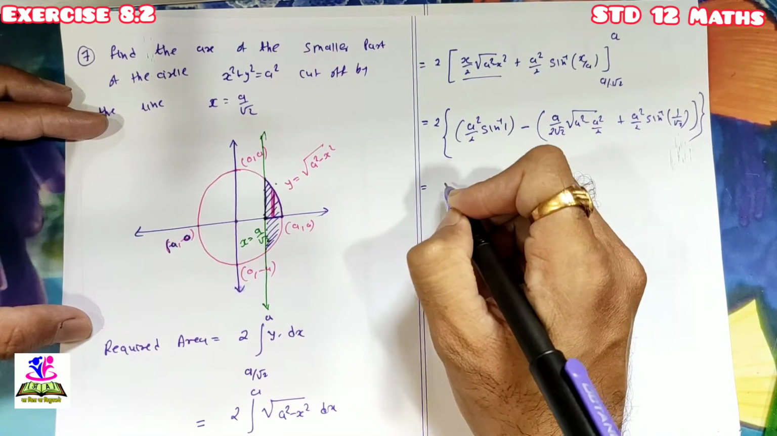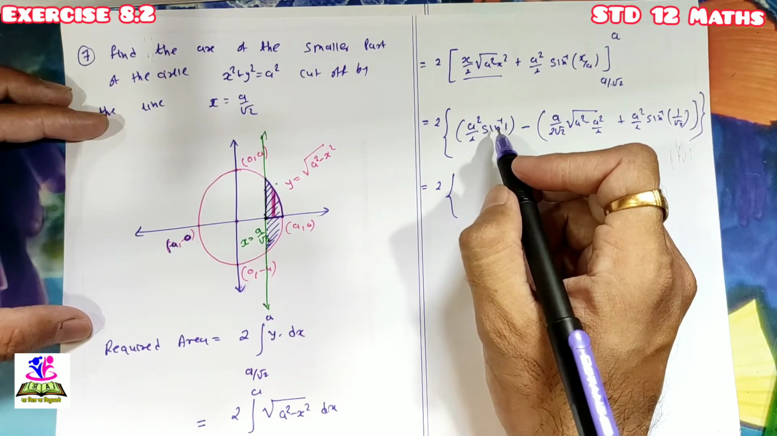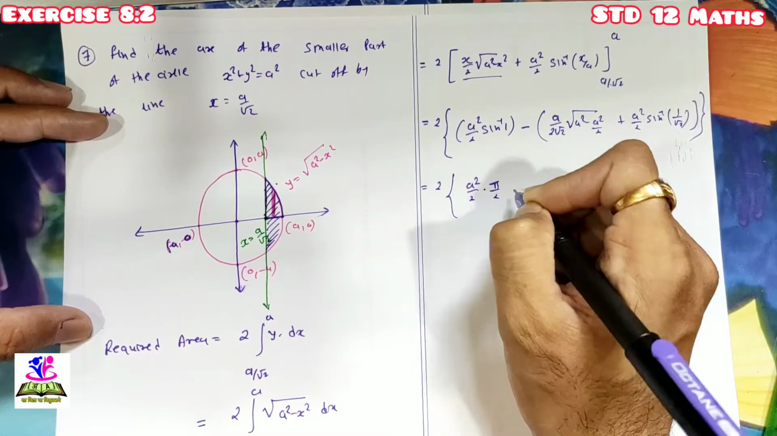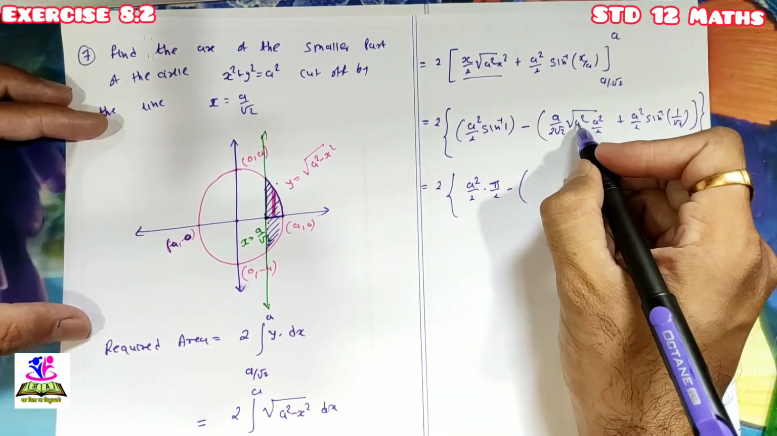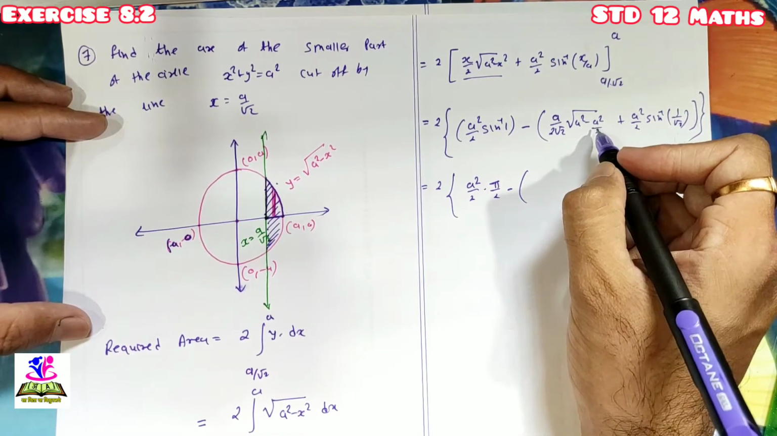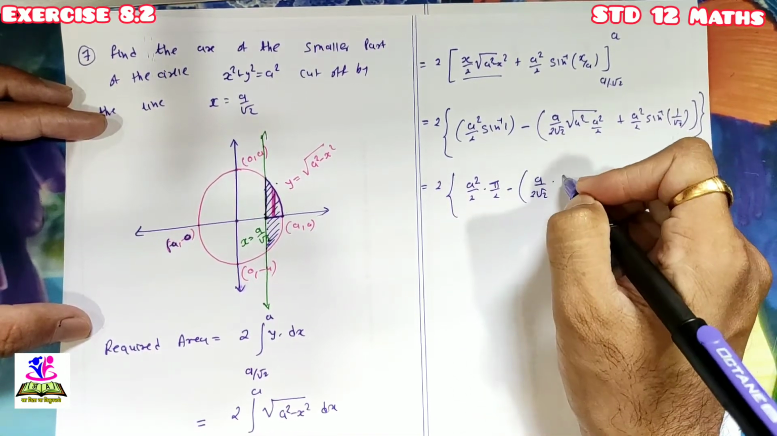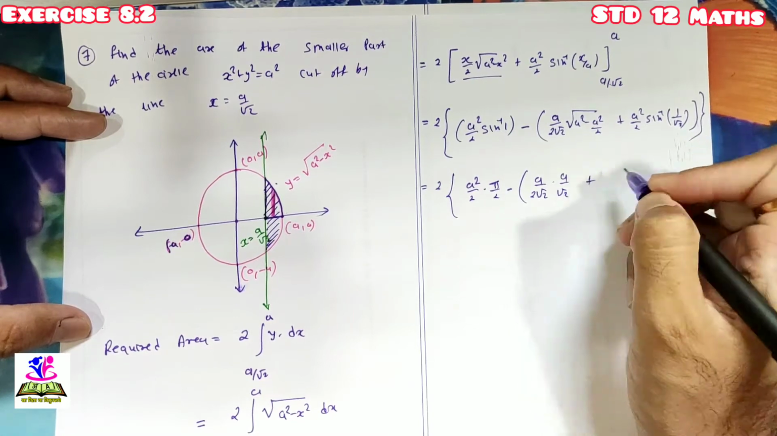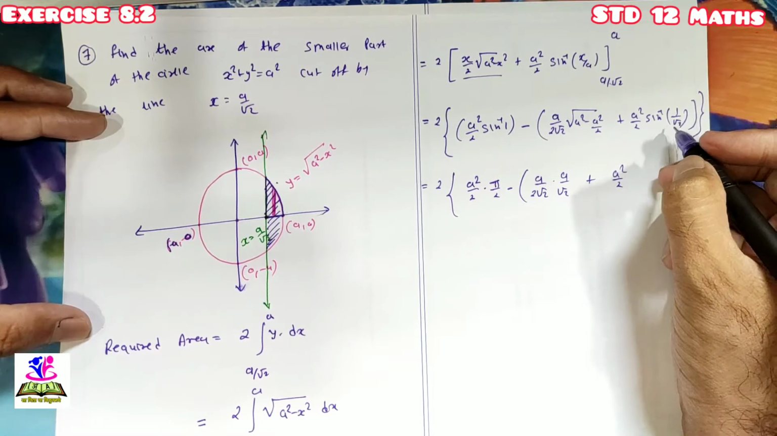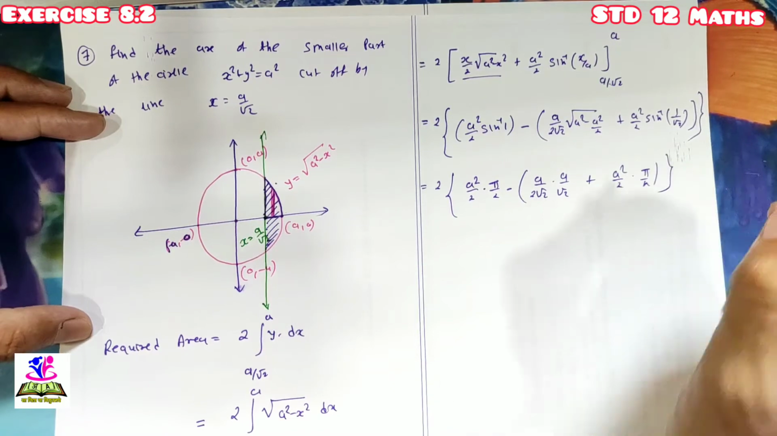Simplify this. So this is equal to 2 times a square by 2 sine inverse 1, and sine inverse 1 is pi by 2. So it's a square by 2 into pi by 2, minus this one, 2a square minus a square, which is a square by 2, so a by root 2, so it's a upon 2 root 2 into a upon root 2, plus here a square by 2 sine inverse 1 upon root 2. Sine inverse 1 upon root 2 is pi by 4, so it's a square pi by 4.